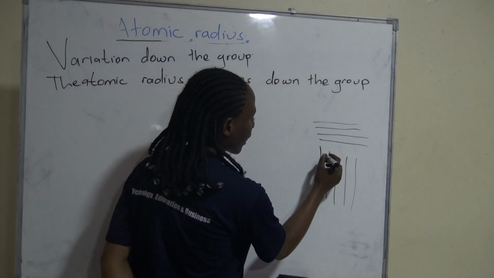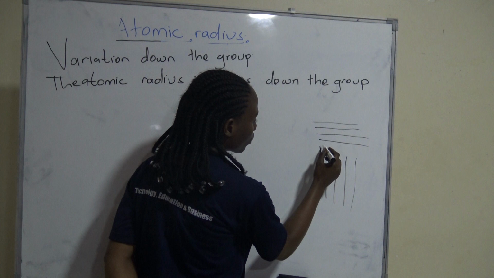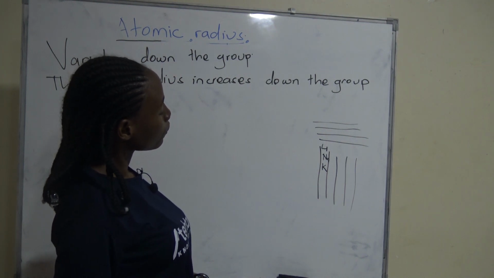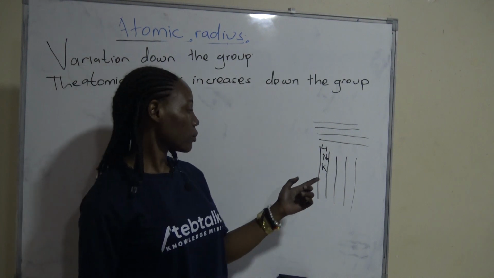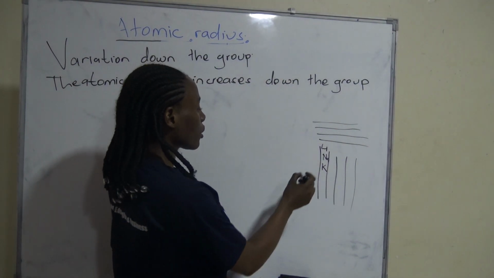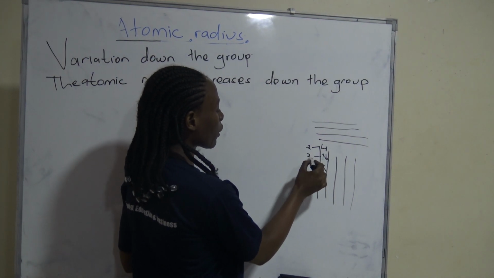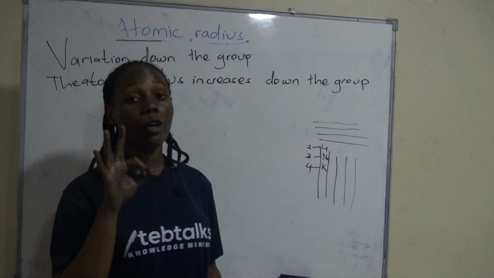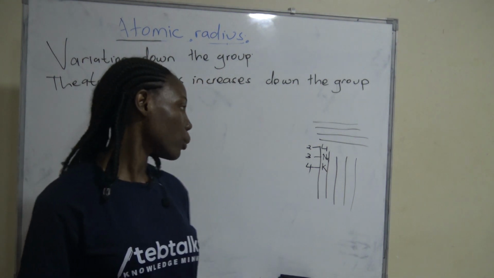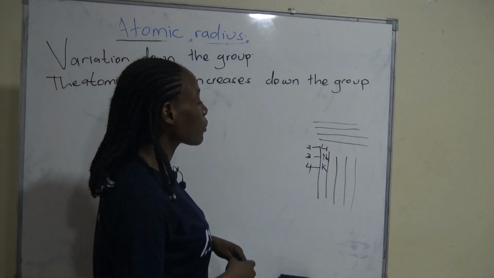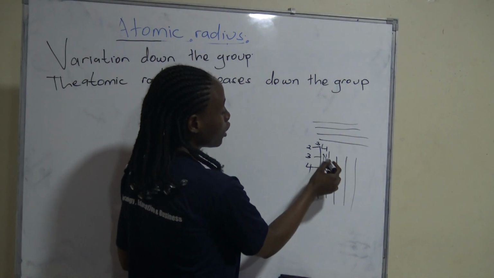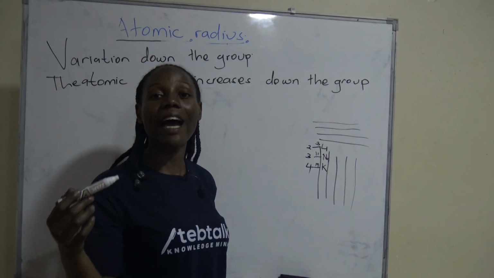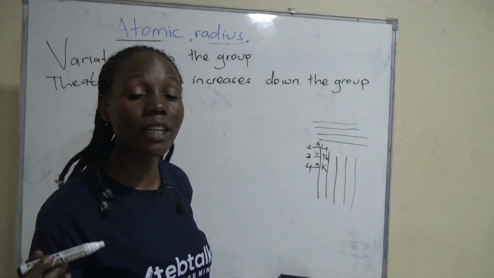Let's take an example. We have sodium here, we have potassium, we have lithium. Lithium is in period 2, sodium is in period 3, and potassium is in period 4. Let's look at what happens. Lithium has 3 electrons, sodium has 11, and potassium has 19.